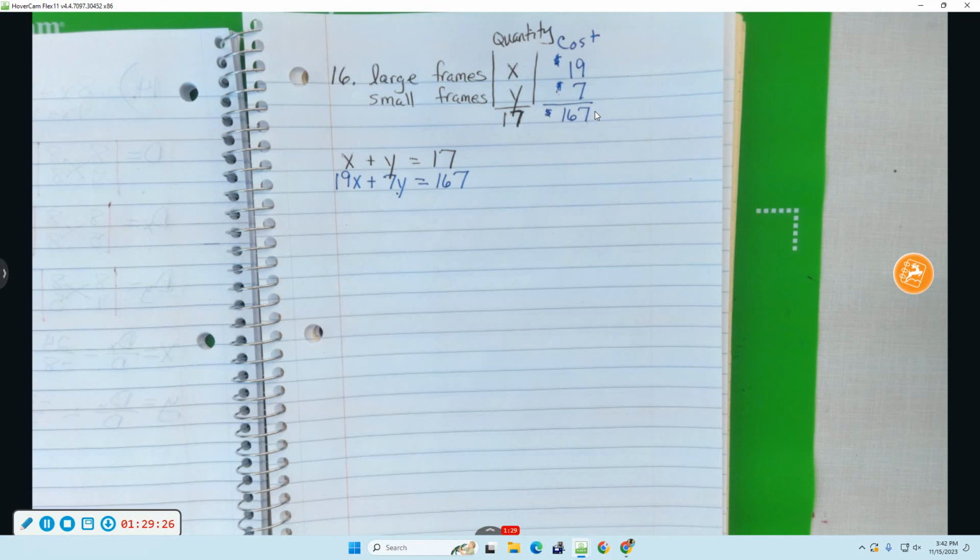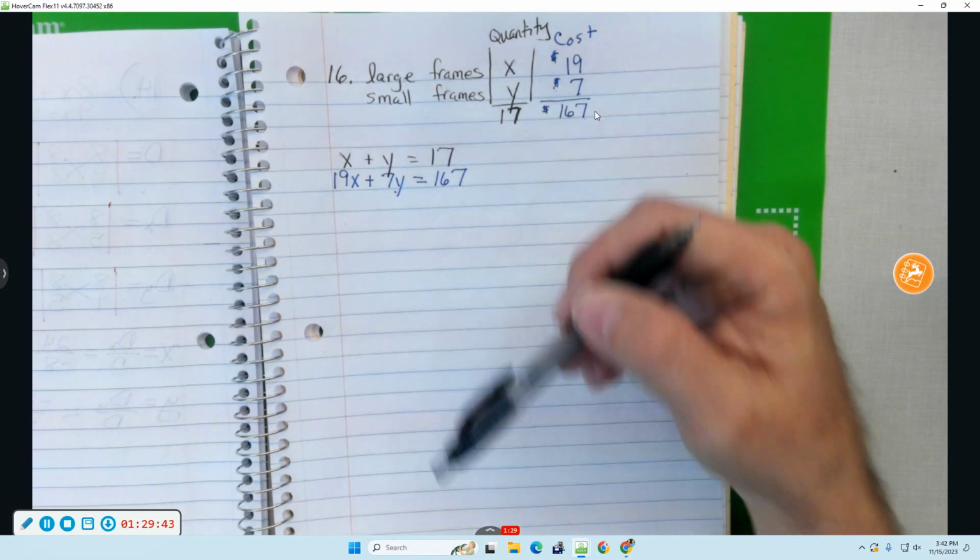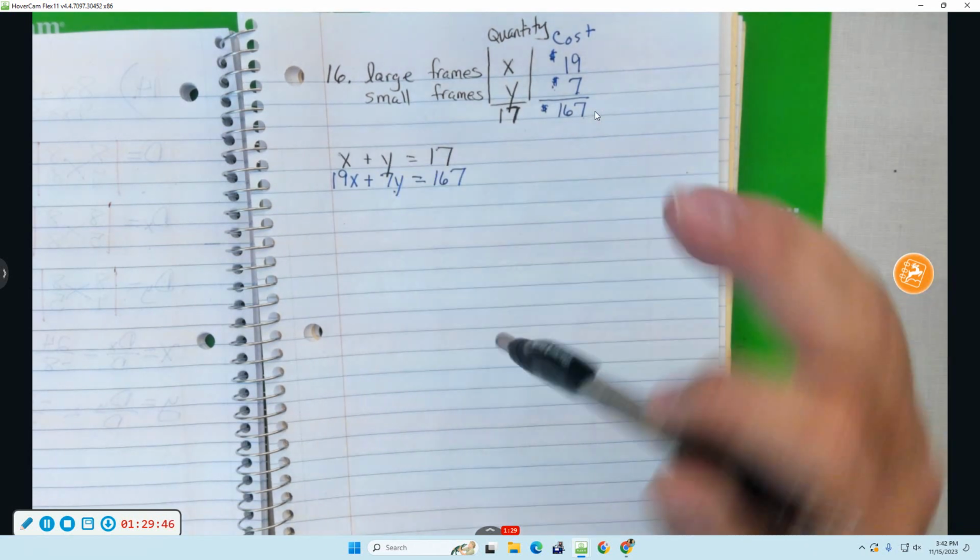Now, at this point, it's up to y'all. Elimination, substitution, or Cramer's rule. I think I'm going to use elimination. I can't just add vertically, because I get 20x and 8y. So I wouldn't do it like that.